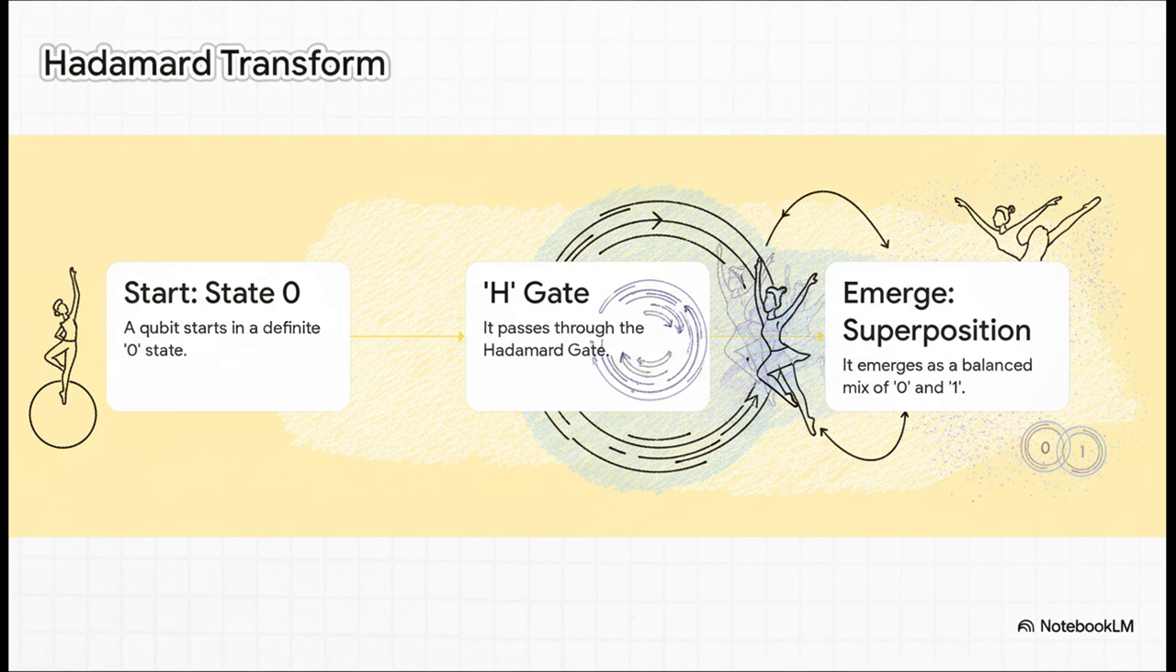And you can see how it works right here. It's pretty cool. Notice how the qubit starts on the left as a simple, predictable 0. Then it passes through that Hadamard gate, and bam! It comes out the other side as this perfectly balanced mix of both 0 and 1. It's now ready to explore every single possibility.